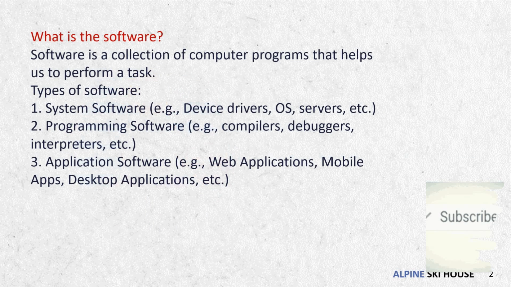So let's quickly go ahead and understand the basics of software testing, and let's dig in. So what is software? Software is a collection of computer programs that help us to perform tasks. The types of software are system software, programming software, and application software. Examples: device drivers, OS, servers, etc. come under system software. Programming software, for example, compilers, debuggers, interpreters, etc. Then we have application software, which is web applications, mobile apps, desktop applications. So if somebody says tell me about your application software, that means web applications, mobile apps, desktop applications, etc.